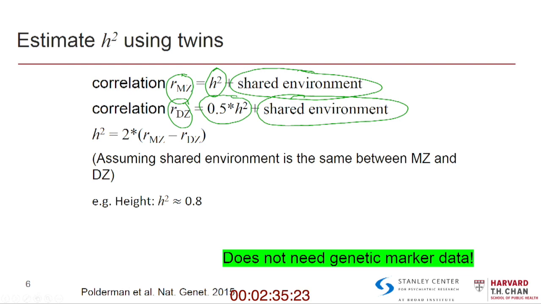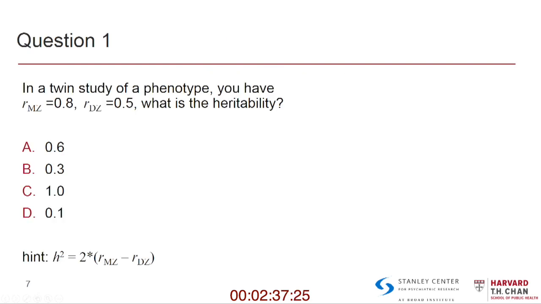As simple as that. So here is an exercise. If you have the concordance of phenotype for monozygote twins as 0.8 and for heterozygote twins as 0.5, what is the heritability? Here is the answer. You simply subtract 0.5 from 0.8 and you multiply this number by 2, and the answer should be 0.6.